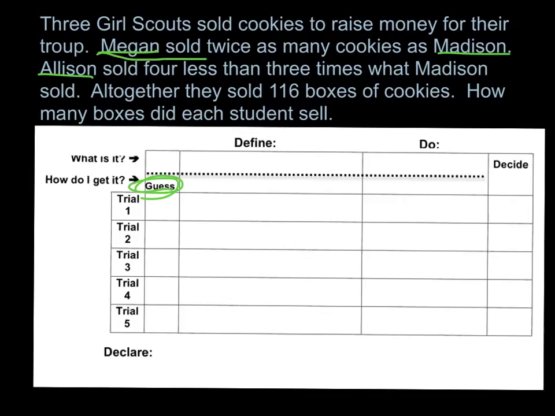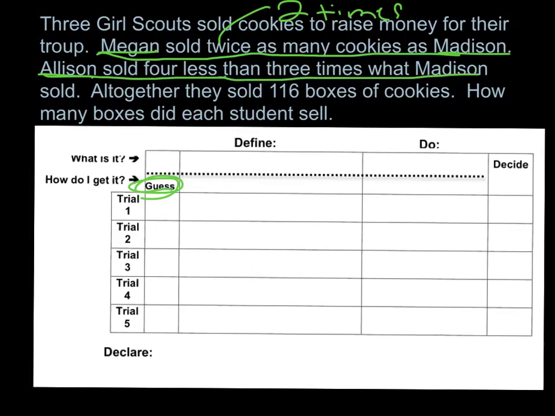So Megan sold twice as many as Madison. Remember, twice means 2 times, not squared. And then Allison sold 4 less, that means I'm subtracting 4, than 3 times what Madison sold. Notice Madison's name comes up twice here. So if we knew how many boxes Madison sold, we would then be able to figure out Megan and Allison. So that's what I'm going to guess.